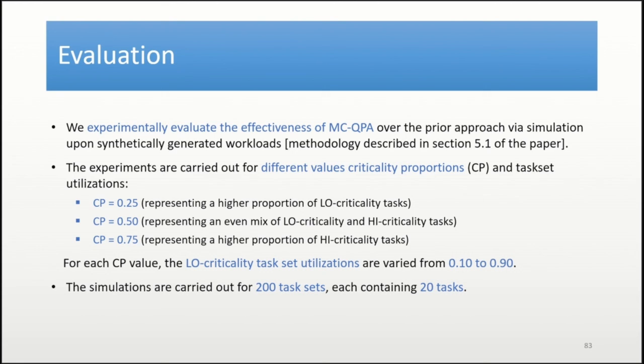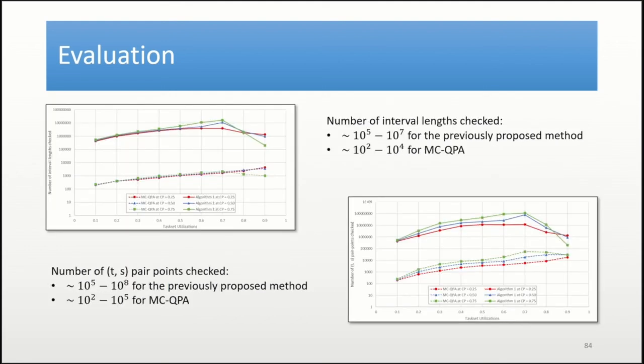The experiments are conducted for 3 different criticality proportion values that are 0.25, 0.5, and 0.75, representing a lower, equal, and a higher percentage of high criticality tasks in the workloads, respectively. The utilization values are varied from 0.1 to 0.9 in each case, and simulations are carried out for 200 task sets, each containing 20 tasks. We now present the outcomes of our simulation experiments.